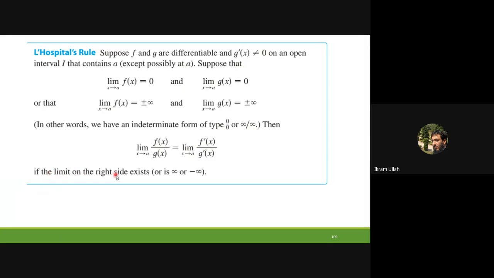If the limit on the right side exists, whether finite or infinity or minus infinity, the rule applies, but only the forms 0 by 0 and infinity by infinity are indeterminate forms. Minus infinity and plus infinity are not indeterminate forms. We already discussed that. This is where the limit exists, and these are for the horizontal and vertical asymptotes.